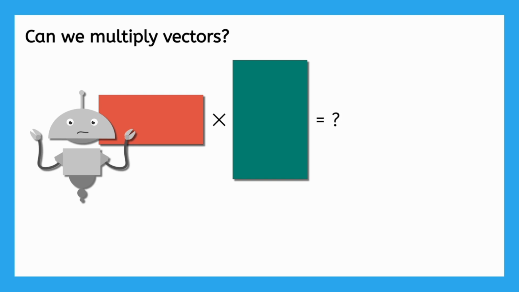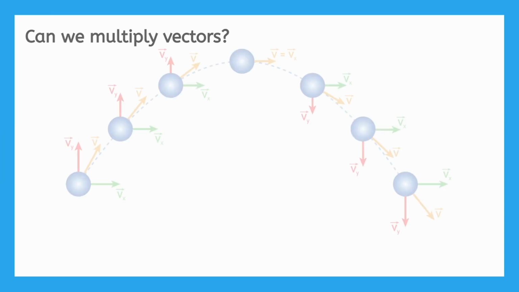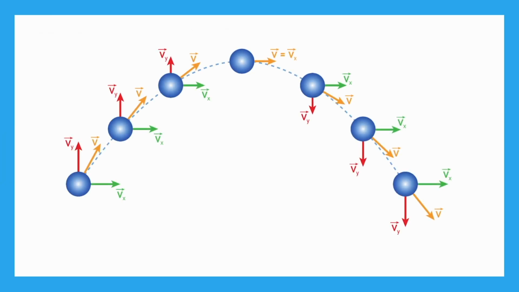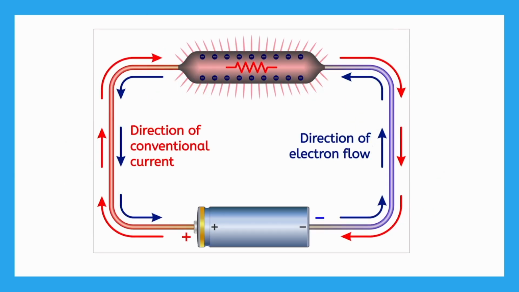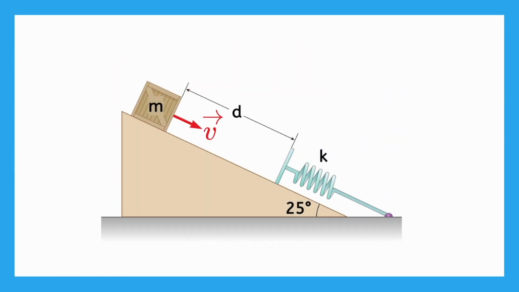It doesn't really make sense, does it? Vectors are complex mathematical quantities that help us describe phenomena like projectile motion, electrical currents, the laws of motion in the physical world, and so much more. And we're barely scratching the surface of their properties in this course.